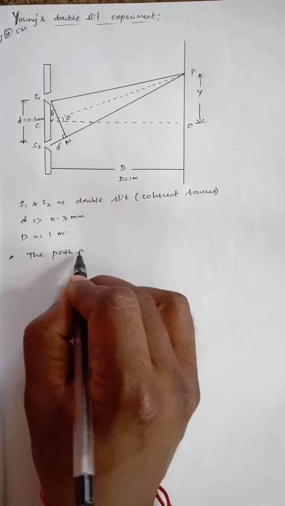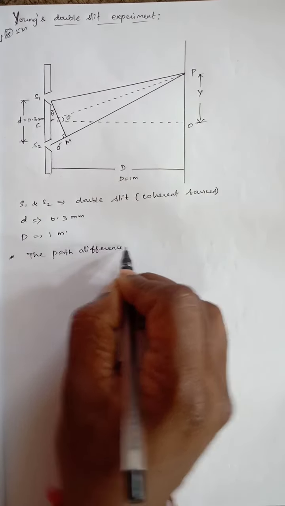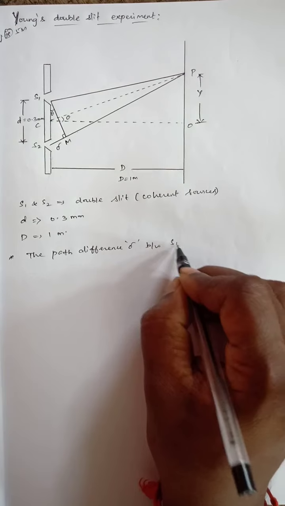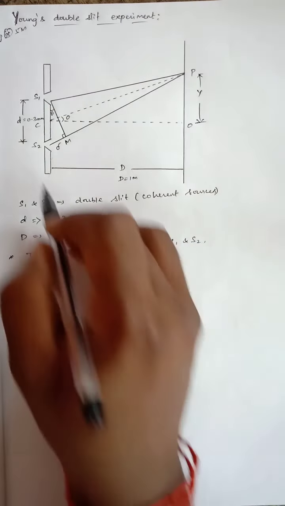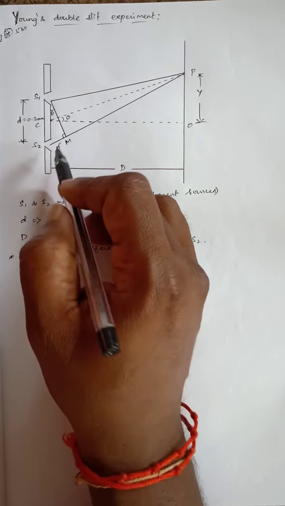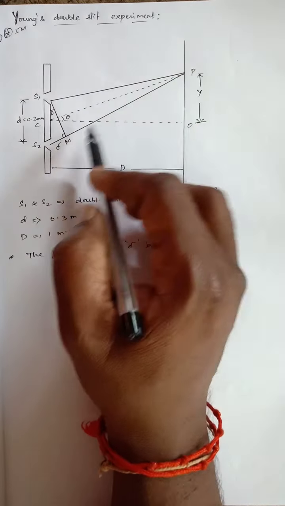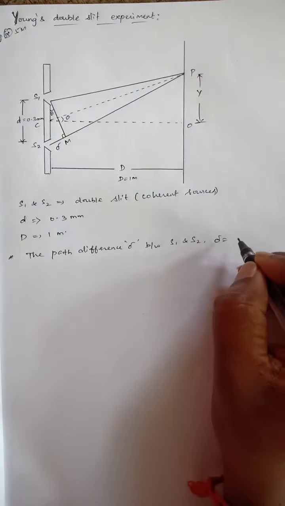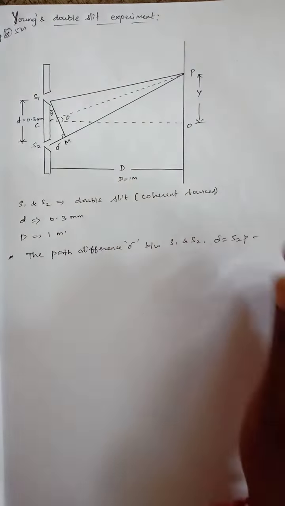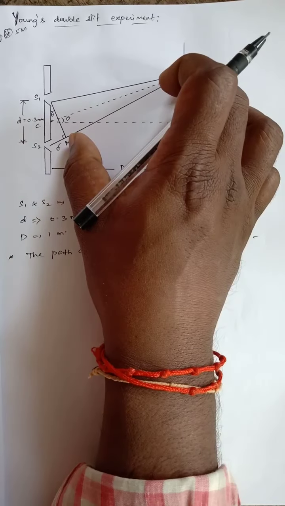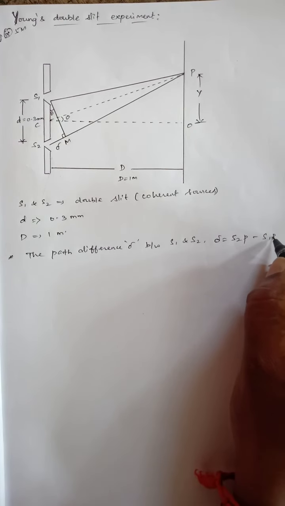The path difference delta between the two slits S1 and S2: what is the length we have shown here? S2M. The length of S2M is equal to S2P minus MP. So S2P minus MP becomes S2M. So let delta equal S2P minus MP, or S1P, since both are the same: S1P equals MP. So you put S1P first.